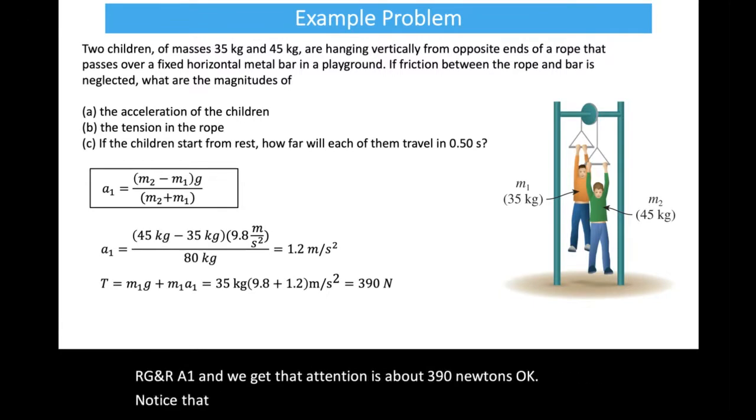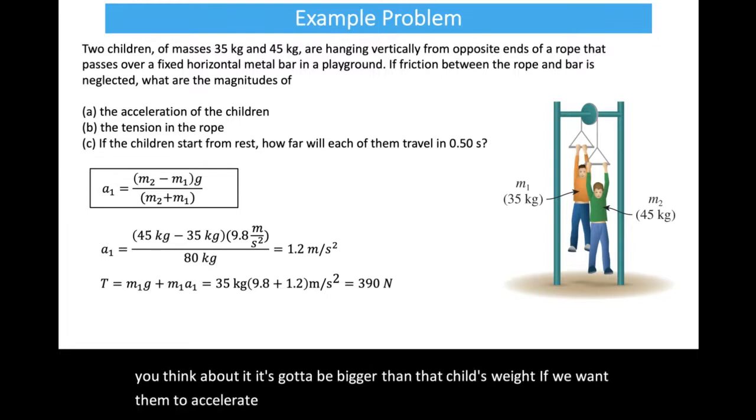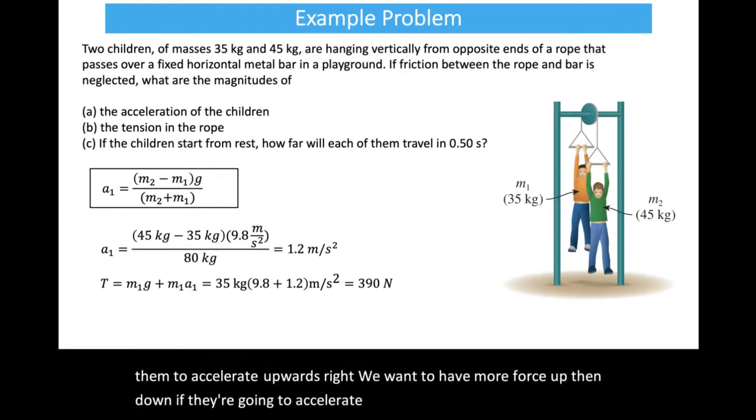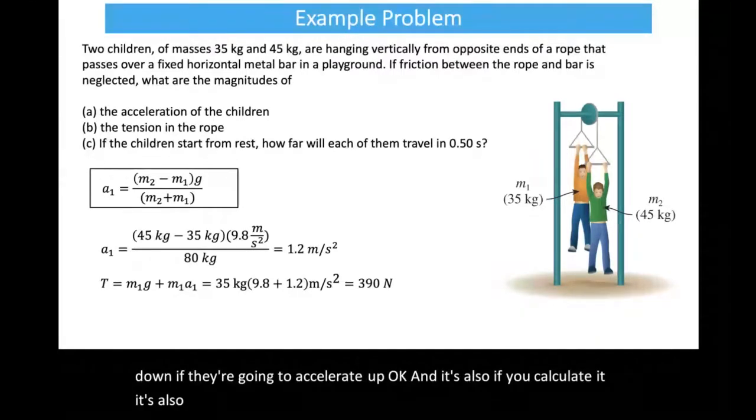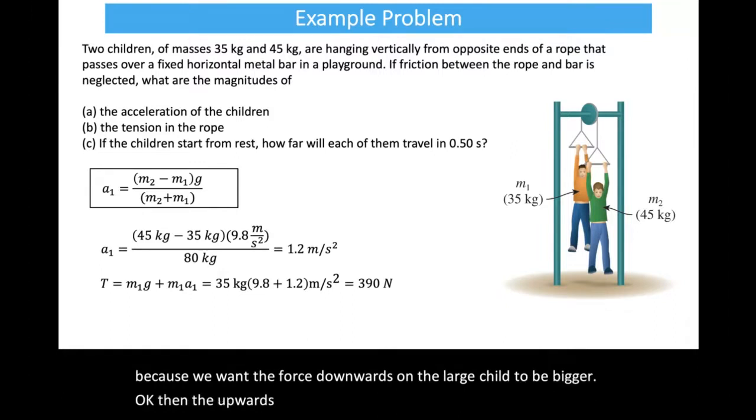Notice that that tension is bigger than the weight of the smaller child. And if you think about it, it's got to be bigger than the child's weight if we want them to accelerate upwards, right? We want to have more force up than down if they're going to accelerate up. And if you calculate it, it's also smaller than the weight of the large child, which we also want because we want the force downwards on the large child to be bigger than the upward force on the large child. So that also seems to make sense for what we want.